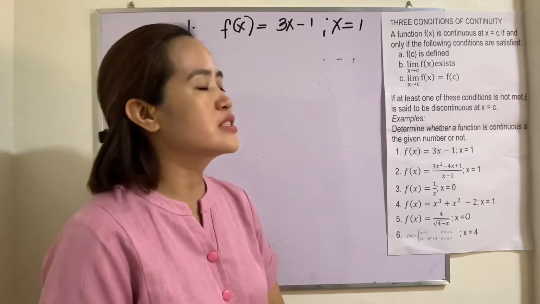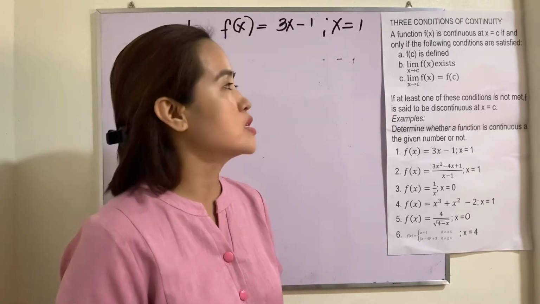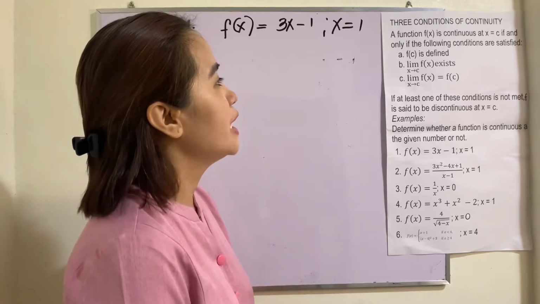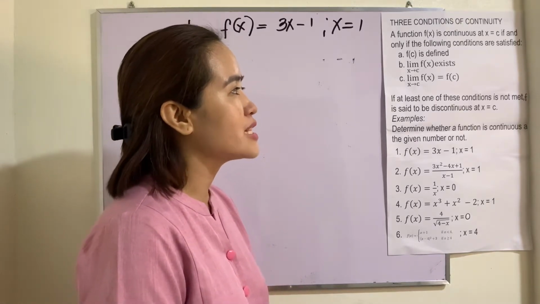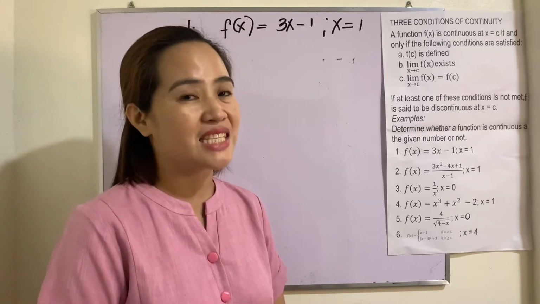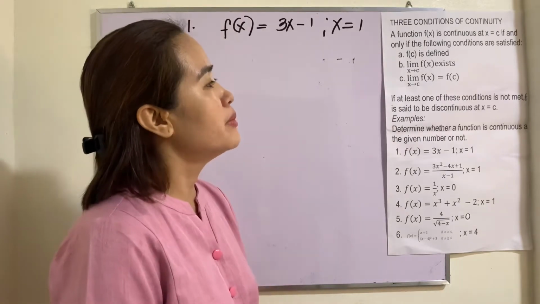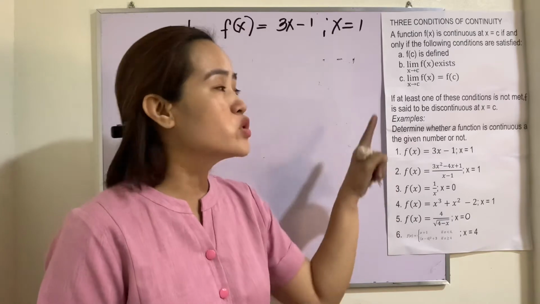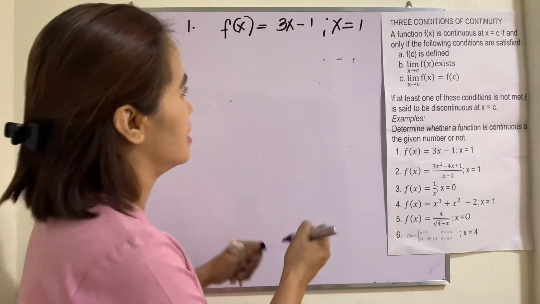A. f of c is defined. B. The limit of f of x as x approaches c exists. Letter C. The limit of f of x as x approaches c is equal to f of c.